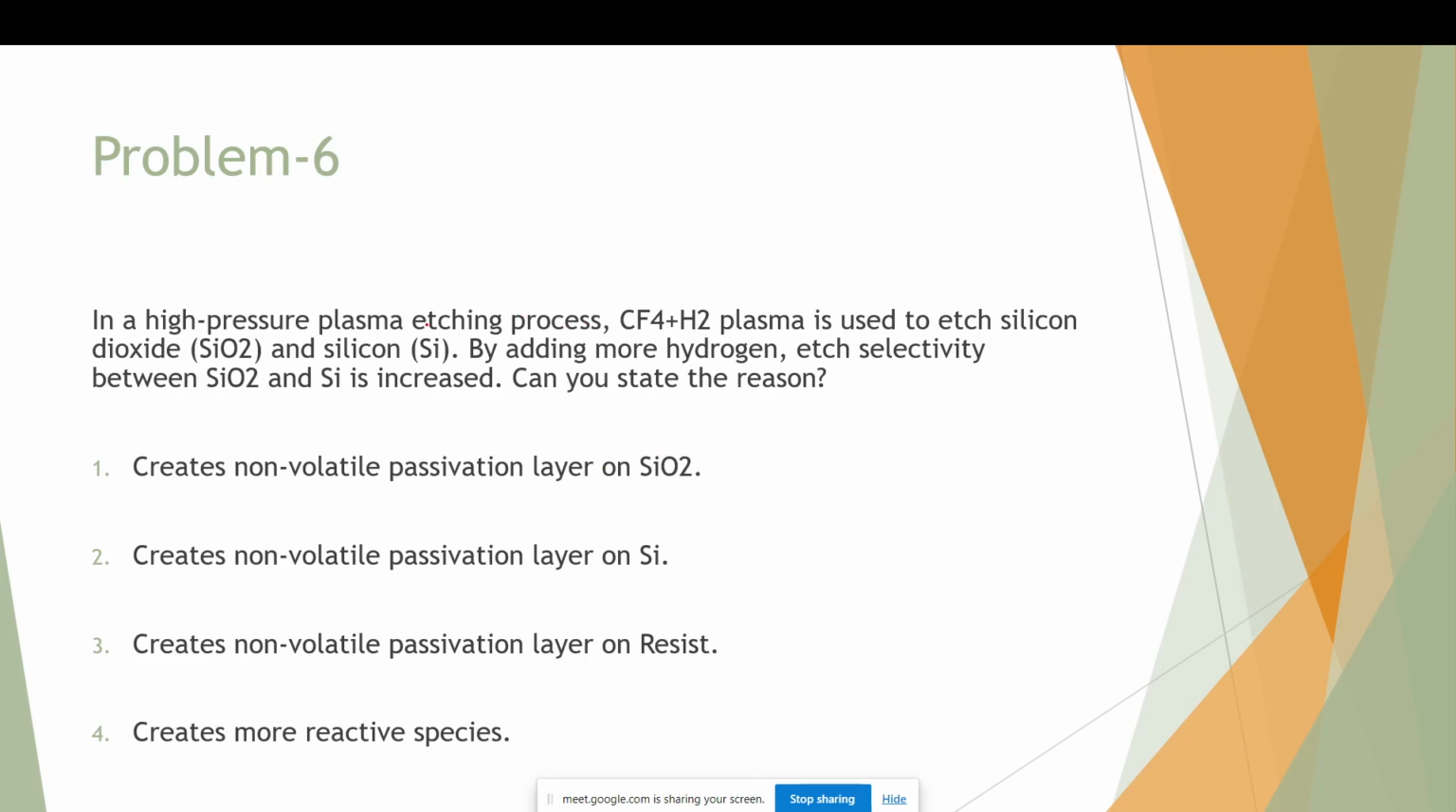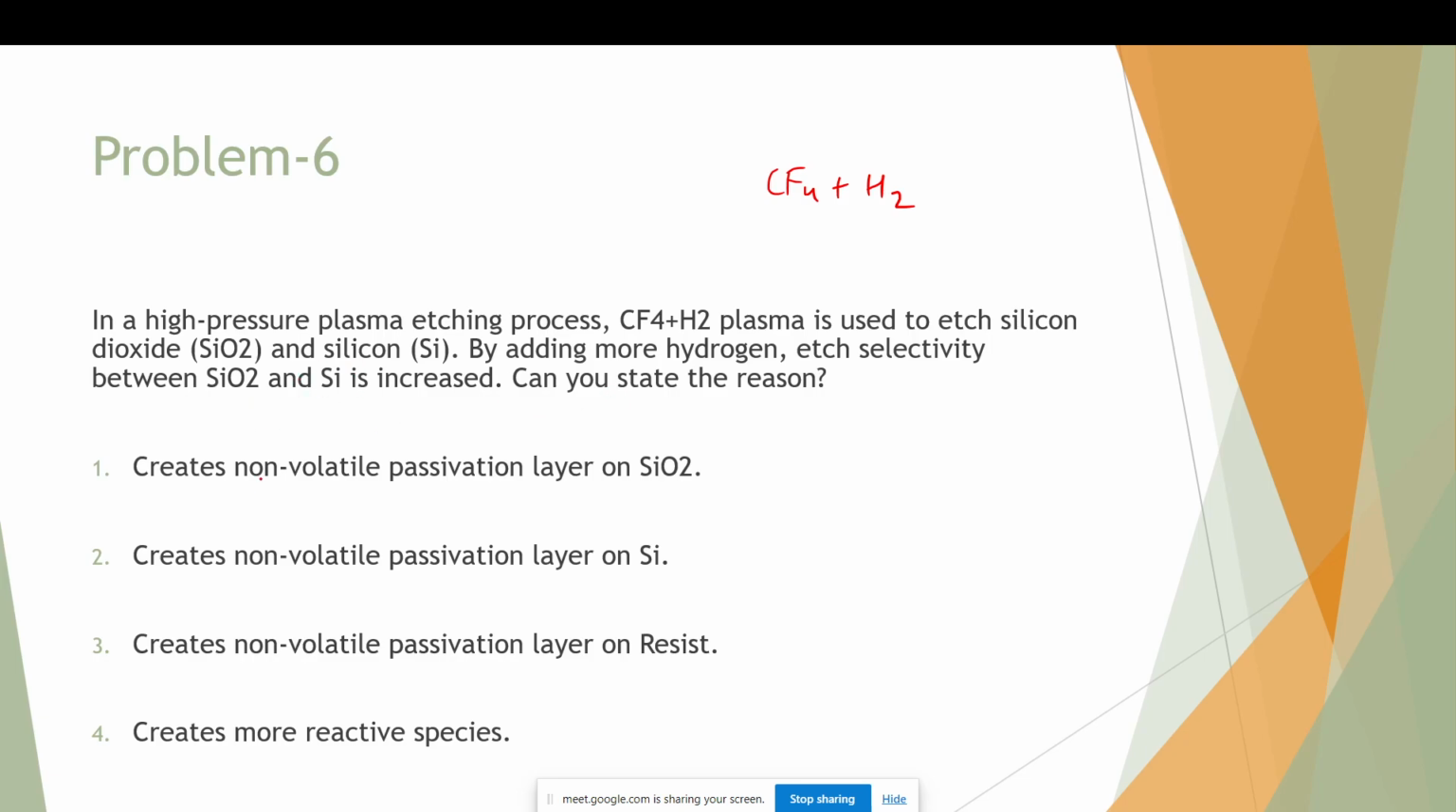Okay, so in a high pressure plasma etching process, CF4 plus H2 plasma is used to etch silicon dioxide and silicon. By adding more hydrogen, etch selectivity between SiO2 and Si is increased. Can you state the reason? They are etching both silicon and oxide, but they are saying that if we add more hydrogen, then selectivity between SiO2 and Si is increasing. So that means that maybe SiO2 is getting etched faster compared to silicon.